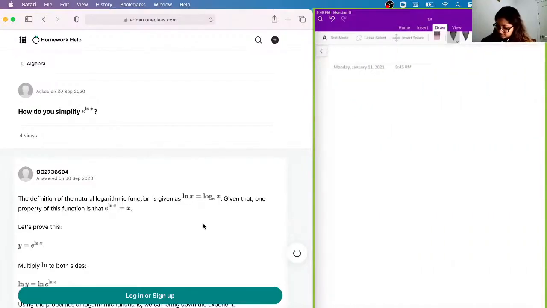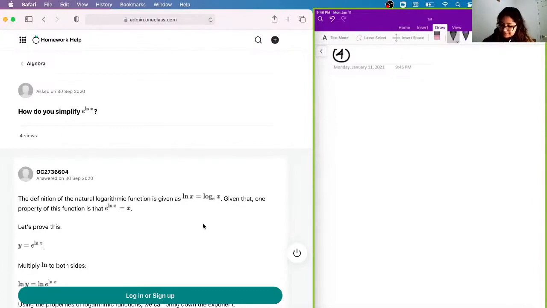Next question we have is, how do you simplify e to the power of ln of x? Okay, so the definition of a ln function is that, or it is also called a natural logarithmic function.